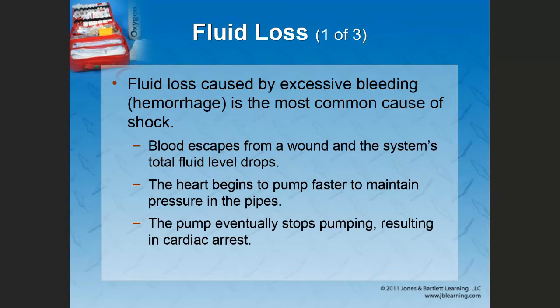Right? So let's look at shocks that affect the fluid. Now, with shocks that affect the fluid portion of the circulatory system, it will either be from excessive bleeding, which is hemorrhagic shock, or excessive plasma loss from severe diarrhea or severe vomiting, or a patient with severe burns. So fluid loss is caused by excessive bleeding. It is the most common cause of shock. Blood escapes from a wound and the system's total fluid level drops. The heart begins to pump faster to maintain pressure in the pipes, and the pump eventually stops pumping, resulting in cardiac arrest.